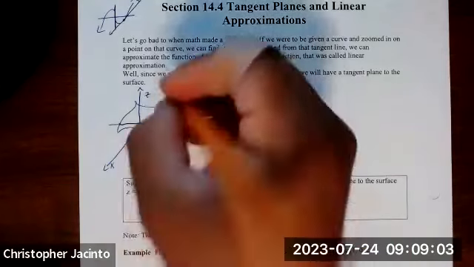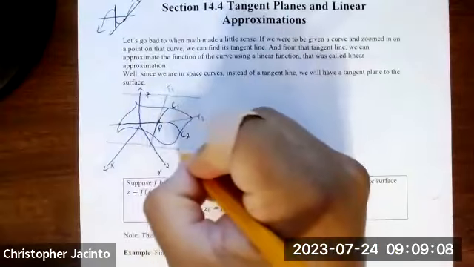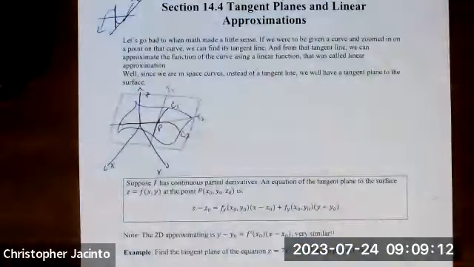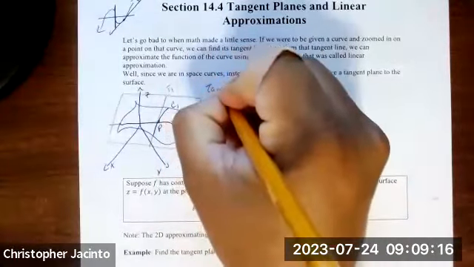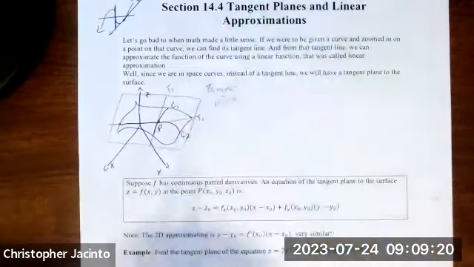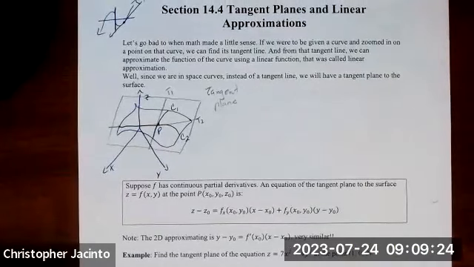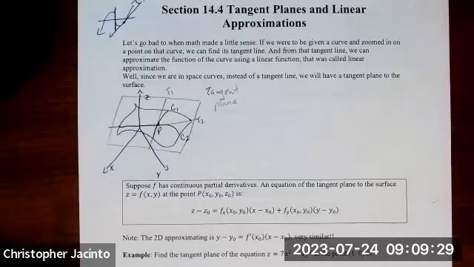And now, if we connect this, meaning if I make an actual plane based off these 2 vectors, that's what's called a tangent plane. And that's what we're going to be using to approximate the entire surface, hence called a linear approximation. The good thing is it's a linear function, so it's not that difficult to deal with.